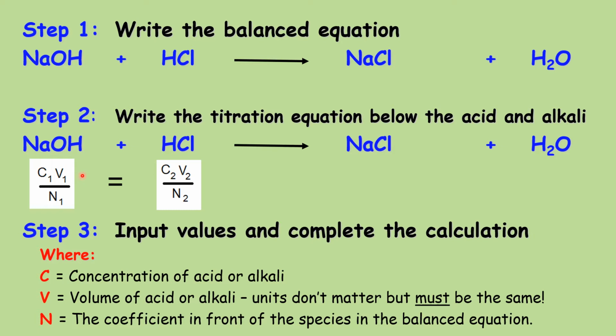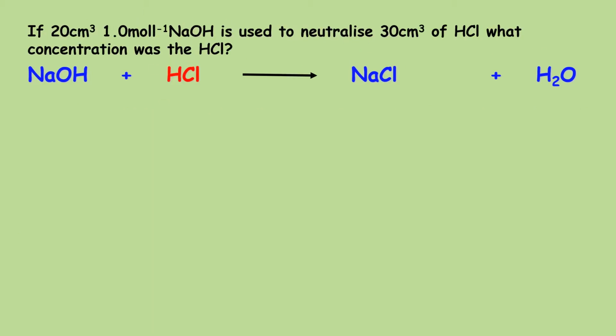The idea being that in this calculation, one of these four terms, either the concentration or the volume of the sodium hydroxide, or the concentration or volume of the hydrochloric acid will be unknown. We won't know what it is, and our job will be to figure out what that is. So let's have a look at an example.